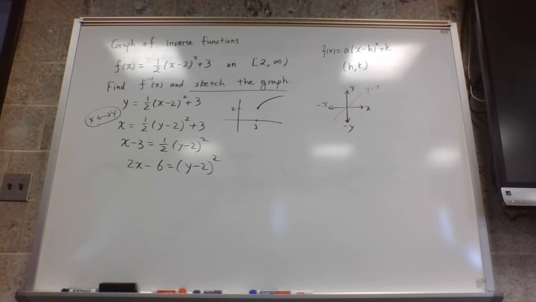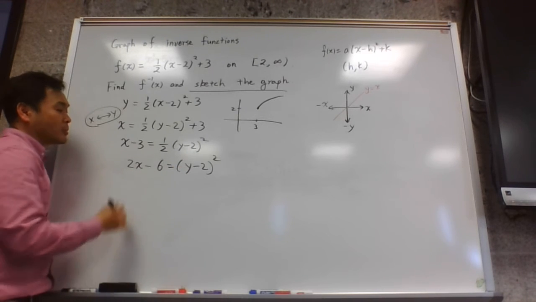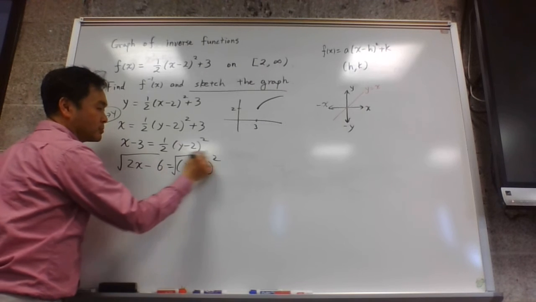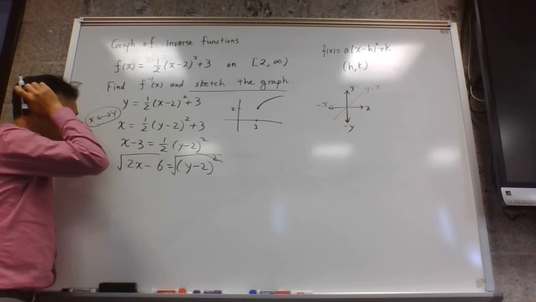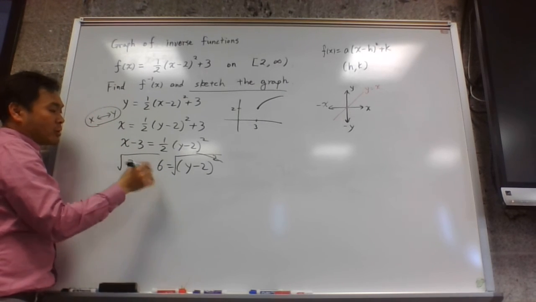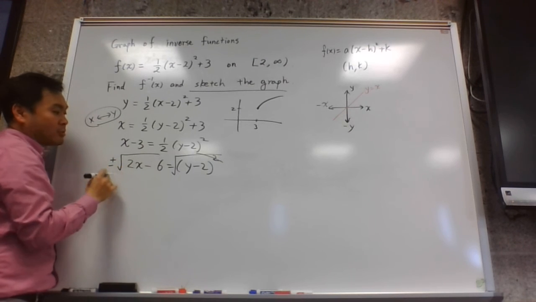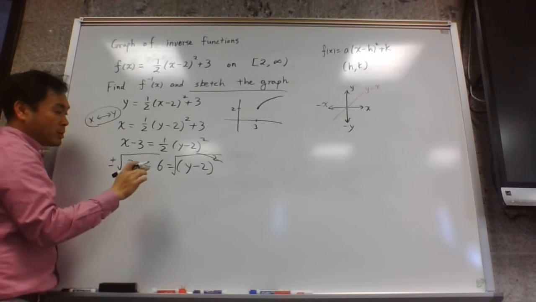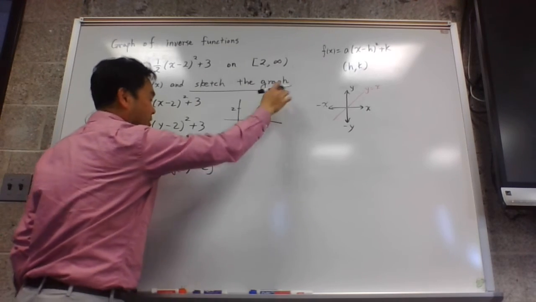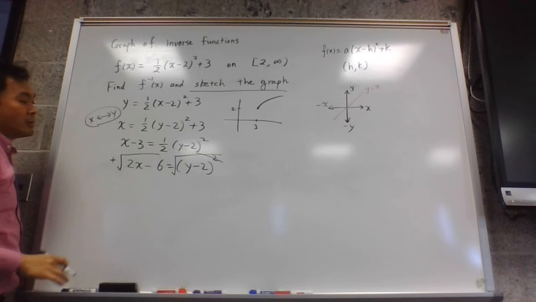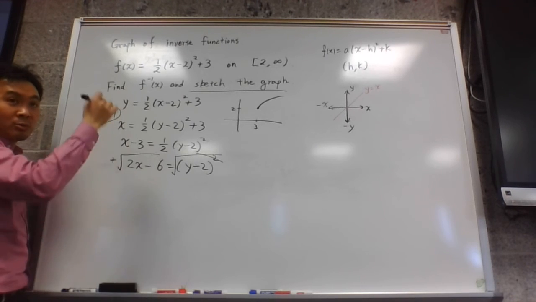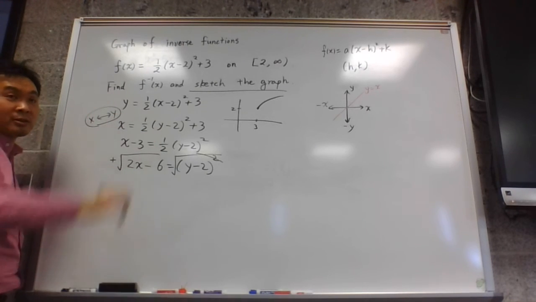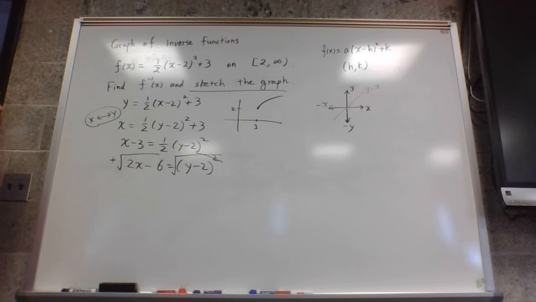Now what? How do you get rid of this 2? Take the square root. Now you have to be careful here. When you take the square root, it's either plus or minus, and you have to figure out which one it should be. Because we have the graph pointing upwards like that, it should be the positive one. If it was minus, then it would be giving you something that goes like that, okay?